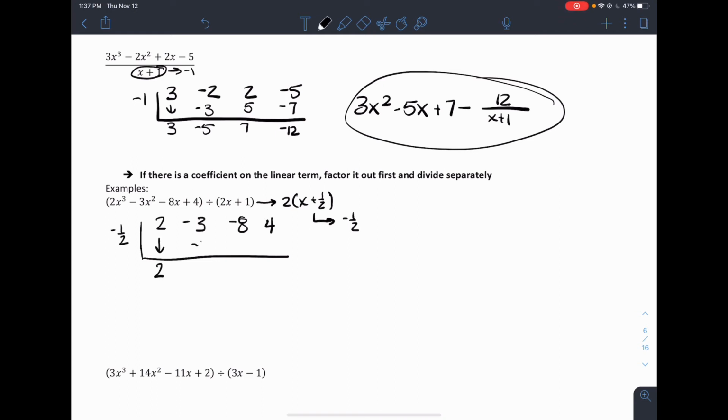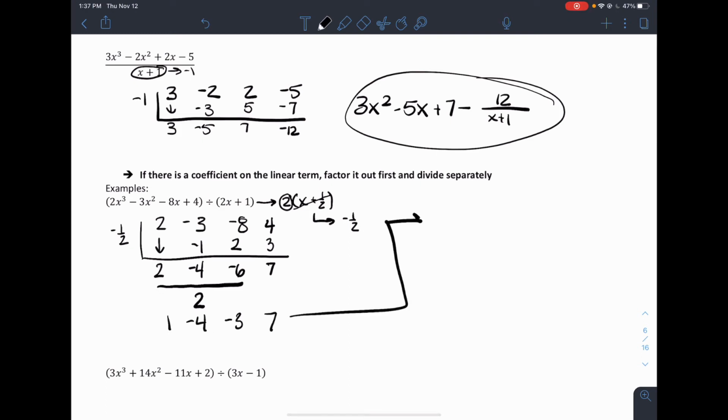I drop the 2. Negative 1/2 of 2 is negative 1. And I add for negative 4. And then I multiply. That's positive 2, negative 6, 3, and 7. Now, I've taken care of the x plus a half, but I still have that 2 here. So I need to divide everything by 2. When I do that, I get 1, negative 4, negative 3, 7. Therefore, my quotient is x squared minus 4x minus 3 plus 7 over 2x plus 1.